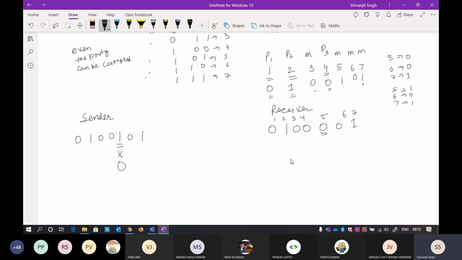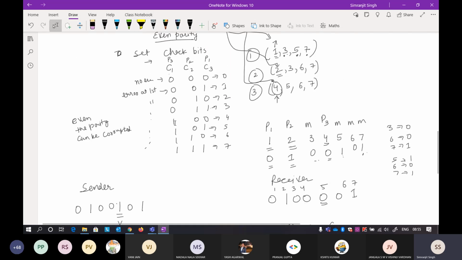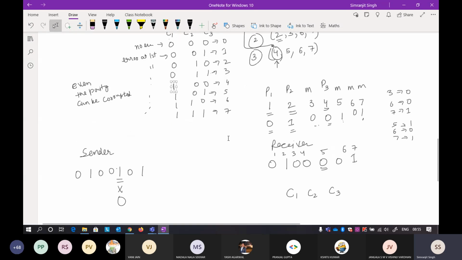Now you already know there are 3 check bits, that is C1, C2 and C3. For C1, you have to check these positions, that is 4, 5, 6 and 7. Again you have to make even parity. At 4 it is 0, 5 is 0, 6 is 0, 7 is 1. Because it is an odd parity, I'm adding a 1 here. Now for C2, that is check bit 2.